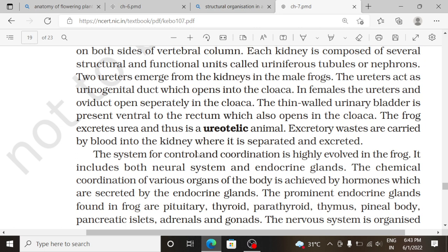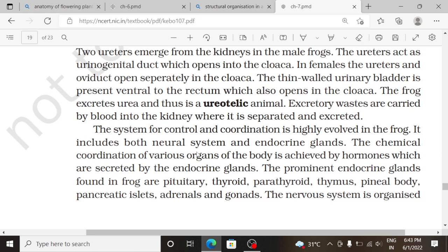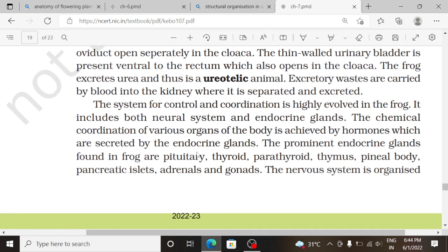Two ureters emerge from kidneys in the male frogs. The ureters act as urinogenital duct, which opens into the cloaca. In females, the ureters and oviduct open separately in the cloaca. The thin-walled urinary bladder is present ventral to the rectum, which also opens in cloaca. The frog excretes urea and thus is ureotelic animal. Excretory wastes are carried by blood into kidney where it is separated and excreted.